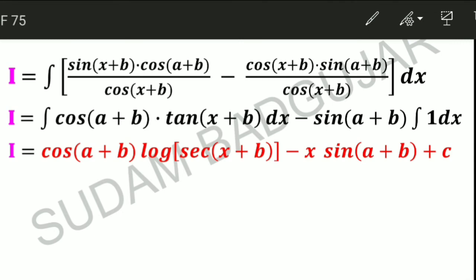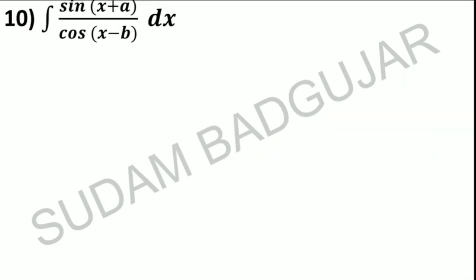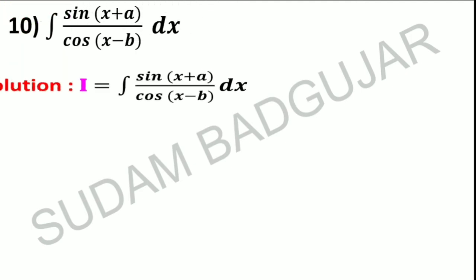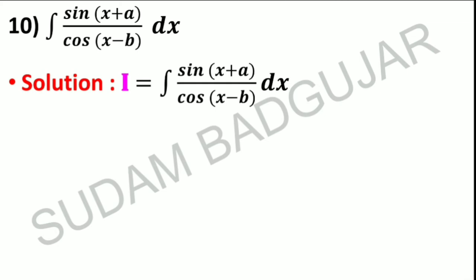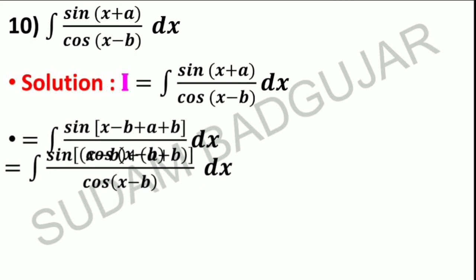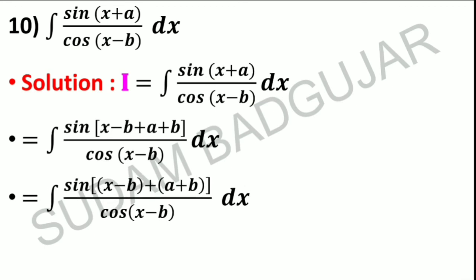It's a very simple form. You have to adjust the numerator angle in terms of the denominator. In this case, sin of x plus a upon cos of x minus b, you have to adjust the numerator angle, that is, subtract and add b here: sin of x minus b plus a plus b, bracket complete, upon cos of x minus b.